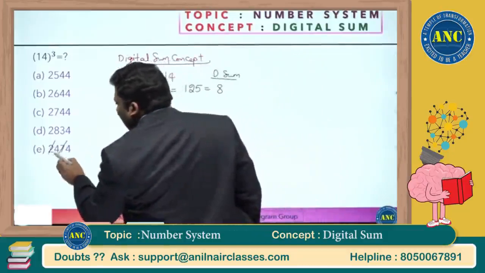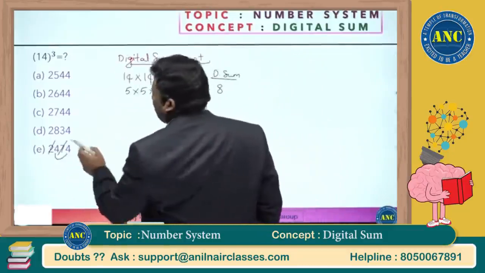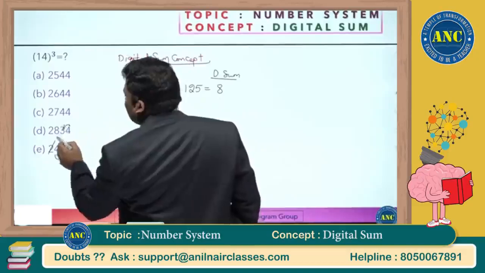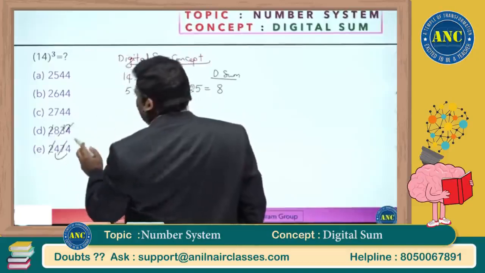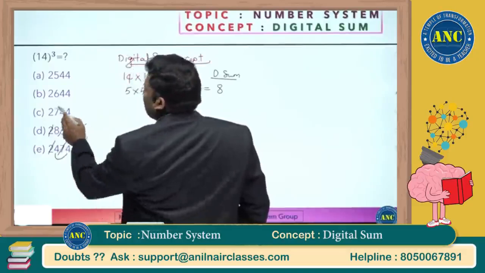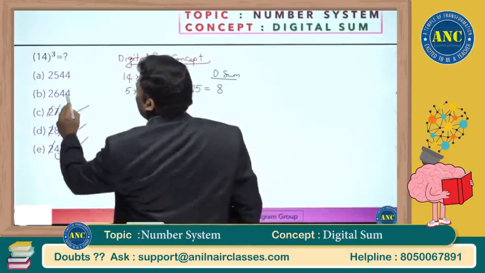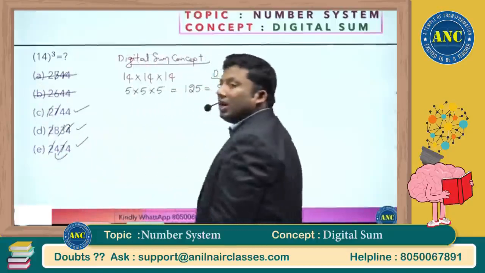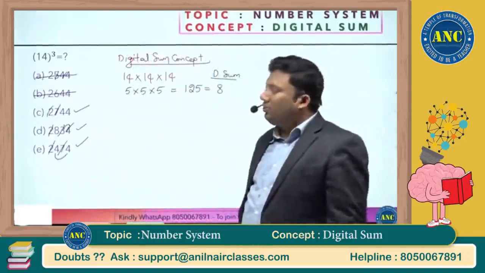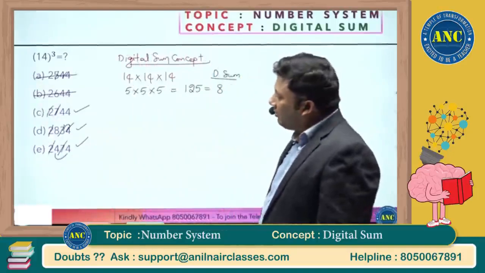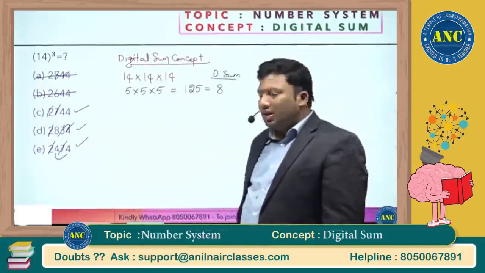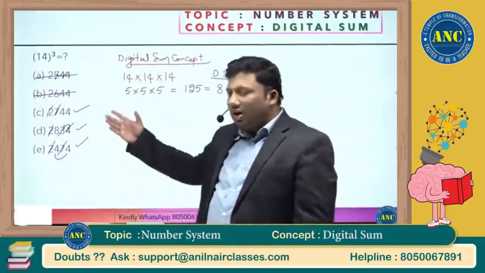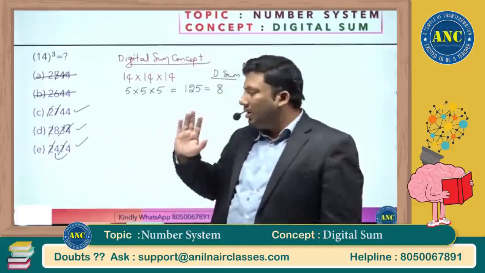2 plus 7, 9. 4 plus 4, 8. Matching. 4 plus 3, 7. 7 plus 2, 9. These are not matching. Options A and B, only 2 options, got eliminated because of the digital sum. Option C, option D and option E, all 3 of them give you the same digital sum.